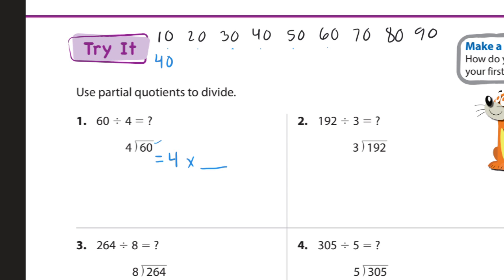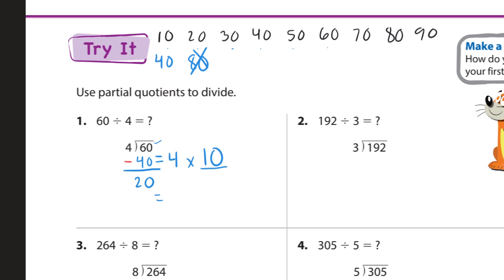How about 4 times 20? 4 times 2 is 8, and then I add a zero, 80. Oh, that's too large. So I know I'm not going to continue. My answer is going to be 10. 4 times 10 is 40, and then I have to subtract. 60 minus 40 is 20.